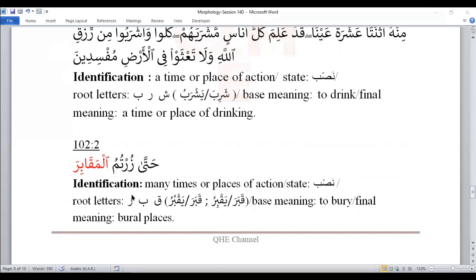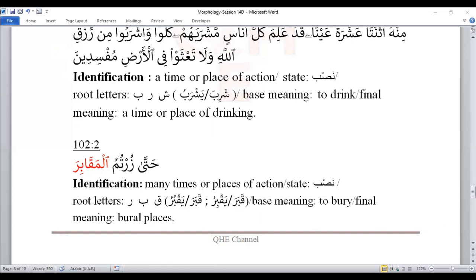So this is many times or places of action in general, because this is a plural word. State: nasab. How it's nasab, we are going to learn those details when we study nahw. At this time, we know this is in the state of nasab. Root letters: qaf, ba, ra. They usually take two patterns: qabara, yaqbiru and qabara, yaqburu. Base meaning: to bury. Final meaning will be burial places.